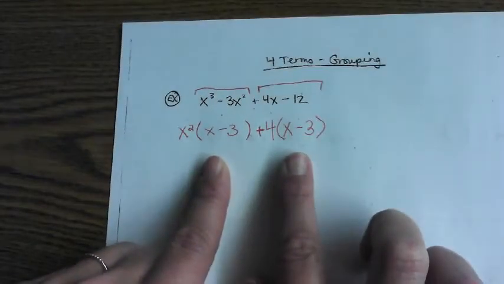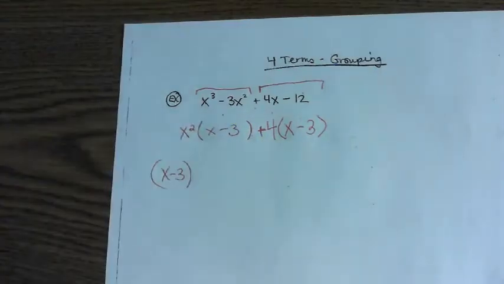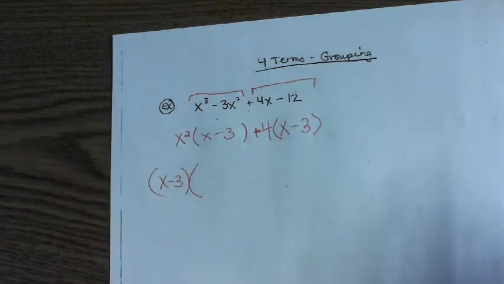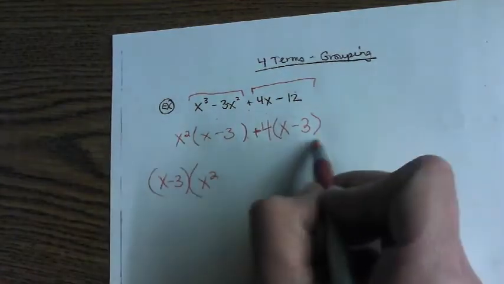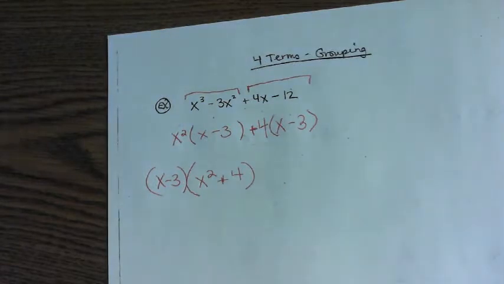What do these 2 have in common? x minus 3. So we take that out in front. It's a binomial. Keep it locked up. And what's left? X squared is left from the first piece, and a positive 4 is left from the second piece. We're done. There's my GCF 3 times. Get it? Got it? Good.